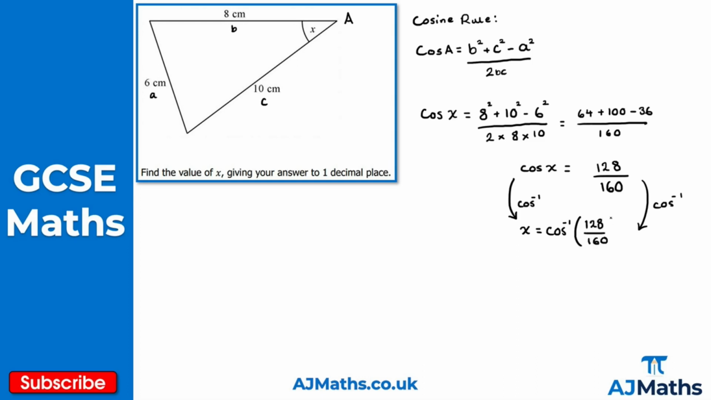So now if we evaluate this here on our calculator, what you should find then for x, making sure that you give your answer to 1 decimal place, you should get 36.9 degrees there. Okay, and there we have it. So that's the solution there to the very last question, question 2. And that brings the end of this video on the cosine rule.